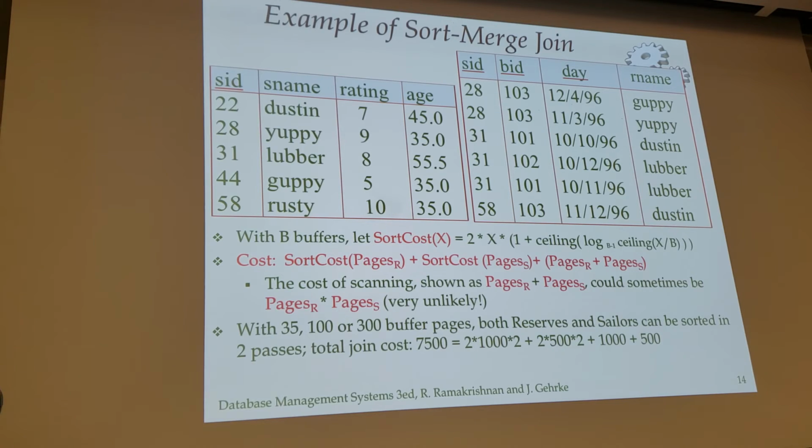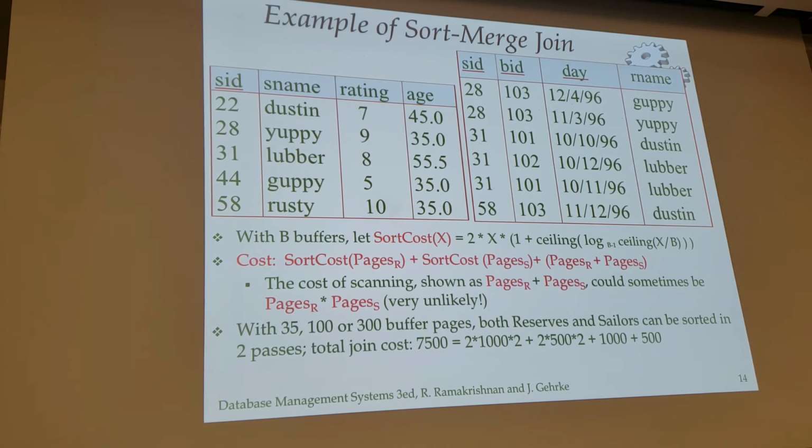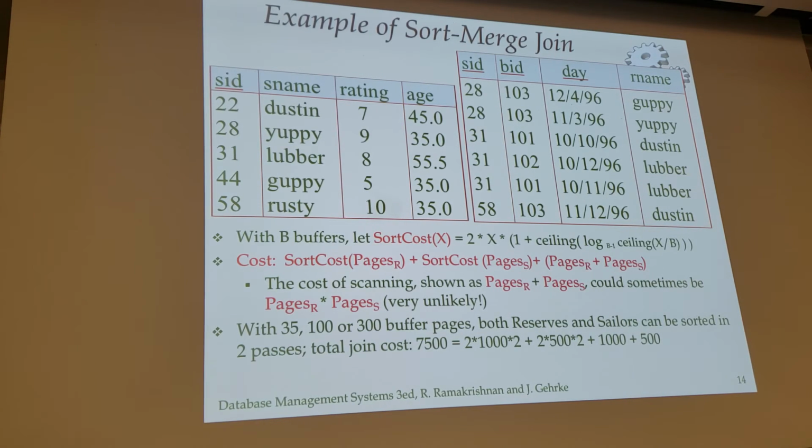I've already mentioned it. Skew is trouble. Skew is trouble no matter what. But it really is trouble if everything in the join column matches everything else in the join column. Doesn't happen very often, but it can. Because remember, if everything matches everything, then you're gonna have to match everything to everything. So if there are M pages in R and N pages in S, or if you want pages of R, pages of S, the total number of pages in the result is gonna be pages of R times pages of S, because everything matches everything. In general, that doesn't happen.